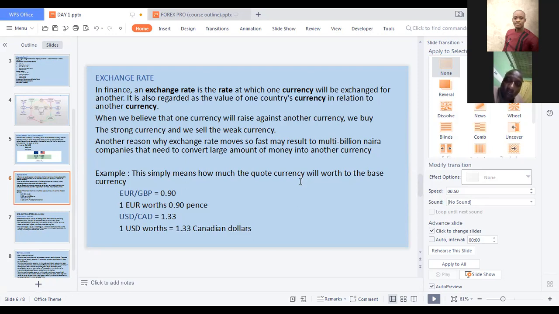So that's what we mean when it comes to the exchange rate. We buy a currency when the currency is strong, and we sell when the currency is what? Weak.